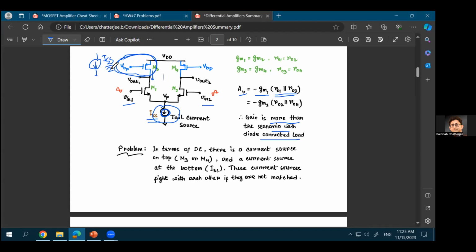Okay, we'll not discuss common mode feedback in this course because that's a much more advanced, graduate level concept. But you should know that this is a practical challenge, that these two current sources will fight with each other. And the only way to avoid the fighting between these two transistors is to make sure one of these current sources becomes a dependent current source. If both of them are independent current sources, then they will fight. If one of them becomes a dependent current source, they will not fight.